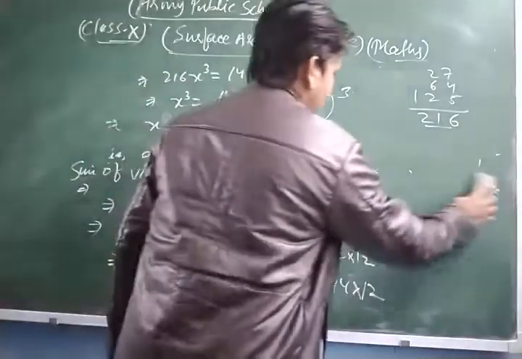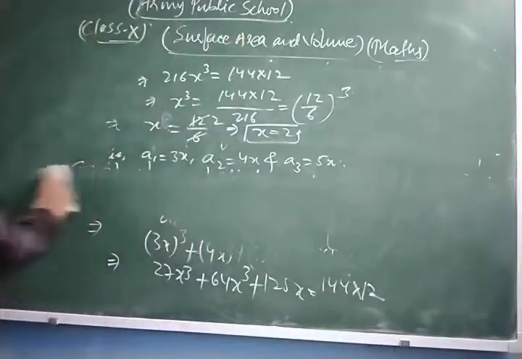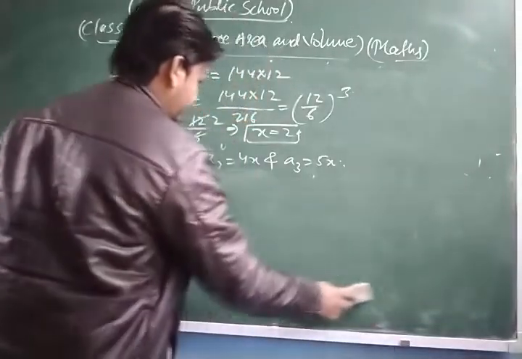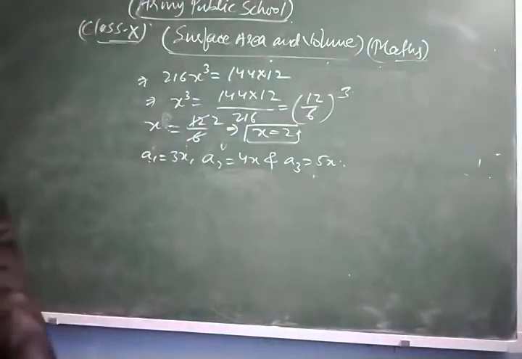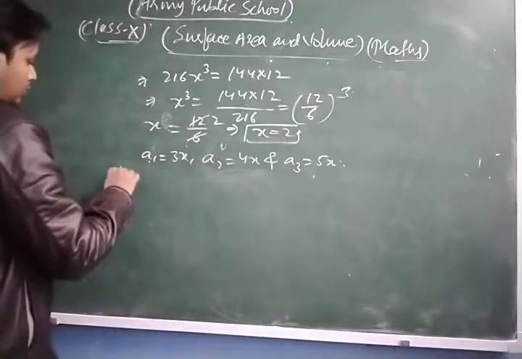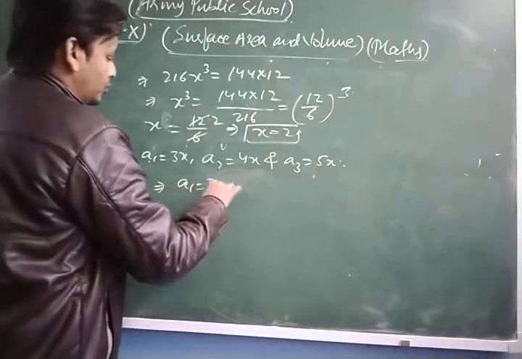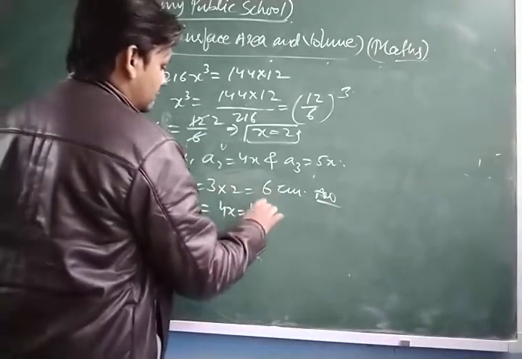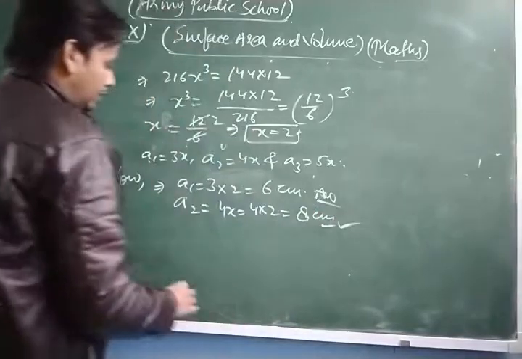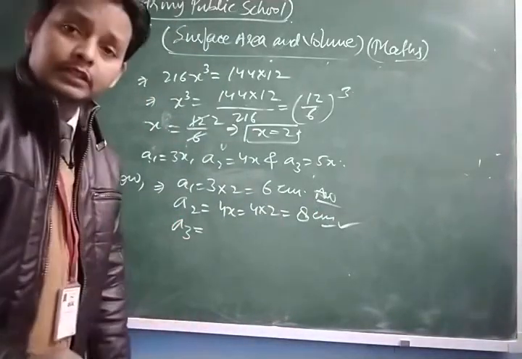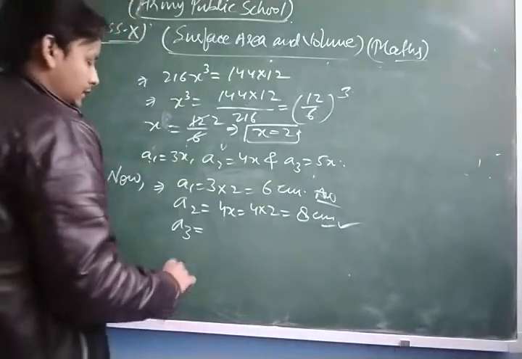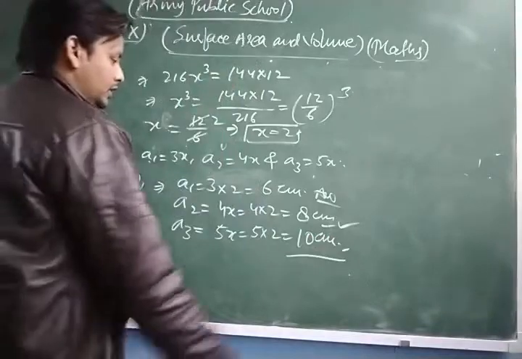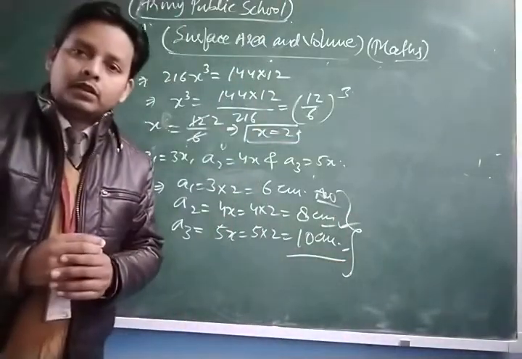Now look. Now the edges of all three cubes: a1 is what? 3 into 2, that is 6 centimeter. This is the first answer. a2 is what? This is 4x. This is the second one. And the third, the last edge of the cube, the edge of the third cube is what? This is 5x. So these are the required solution of the given question.